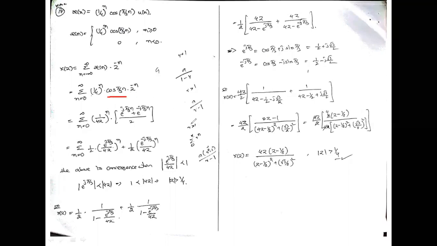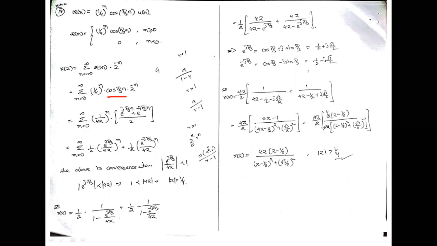So change this cosine function into exponential functions, that is (e^(jx) + e^(-jx))/2. What is the x here? πn/3. And (1/4)^n z^(-n) you can write as (1/(4z))^n.